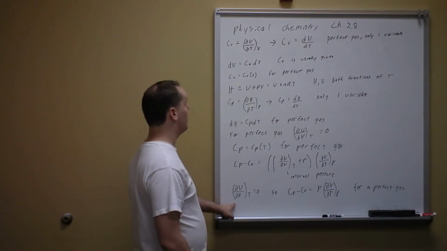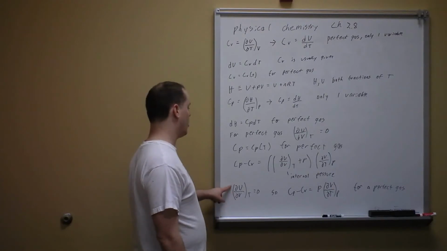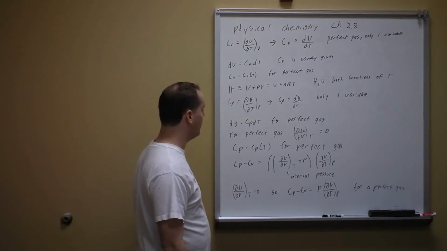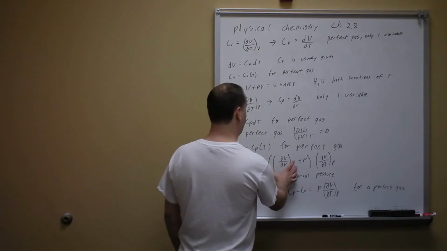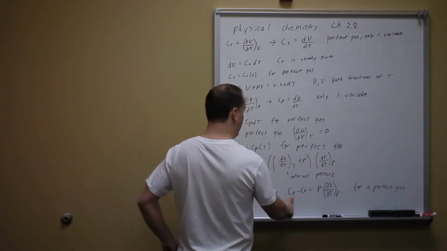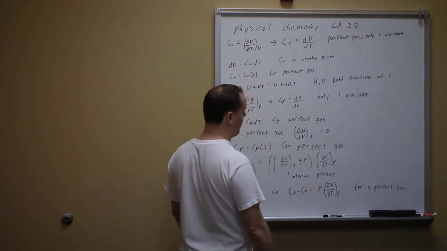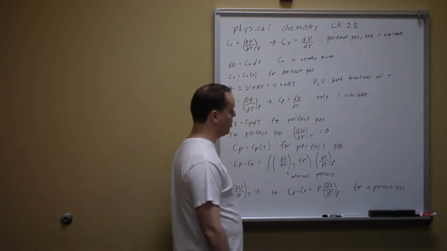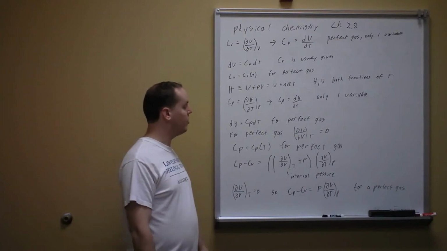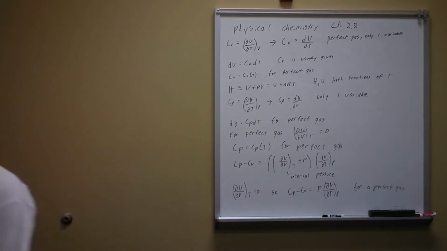Now, we know that for a perfect gas, this internal pressure term is equal to 0. Therefore, this is going to disappear, and we'll just have that. So we have Cp minus Cv is equal to pressure times the derivative of volume with respect to temperature at constant pressure. And this is only true for a perfect gas.